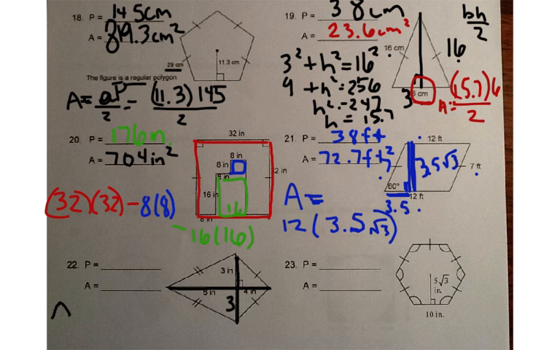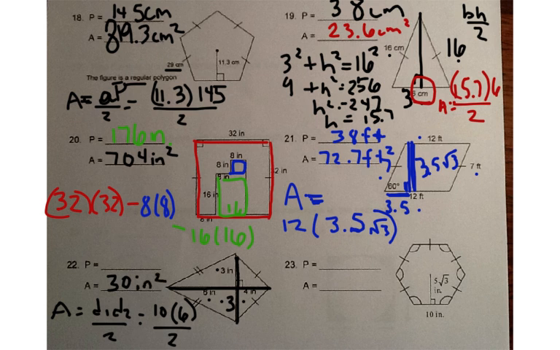To find the area, we are going to take diagonal 1 times diagonal 2 and divide by 2. So my first diagonal going across here is 10. That's 6 plus 4. And then my vertical diagonal would be 3 plus 3, so that's 6. So I take 10 times 6 divided by 2. So that's going to be 30 inches squared.